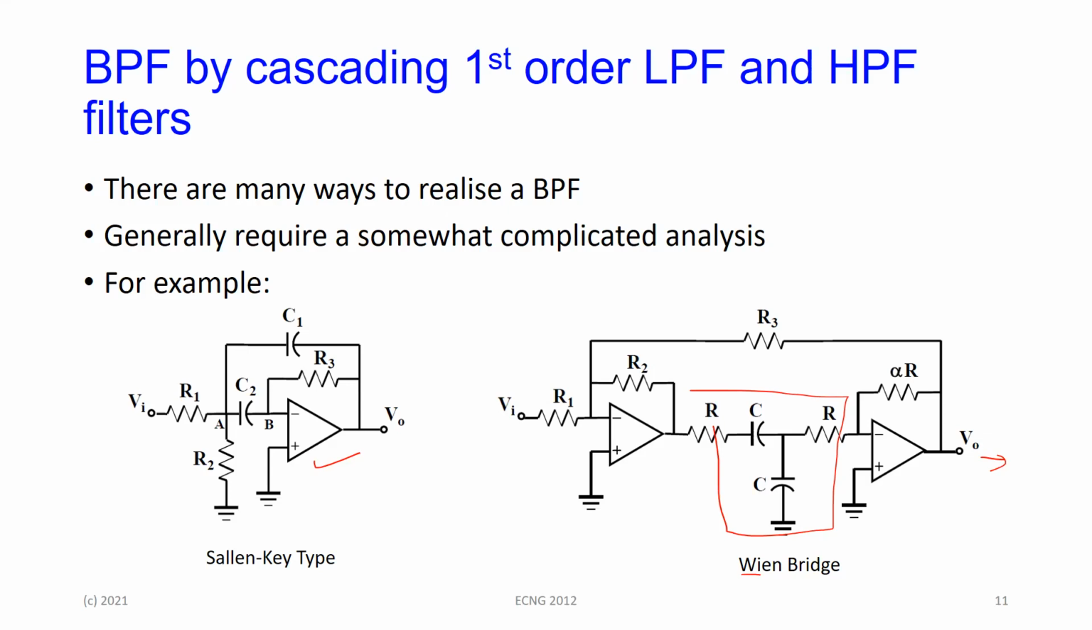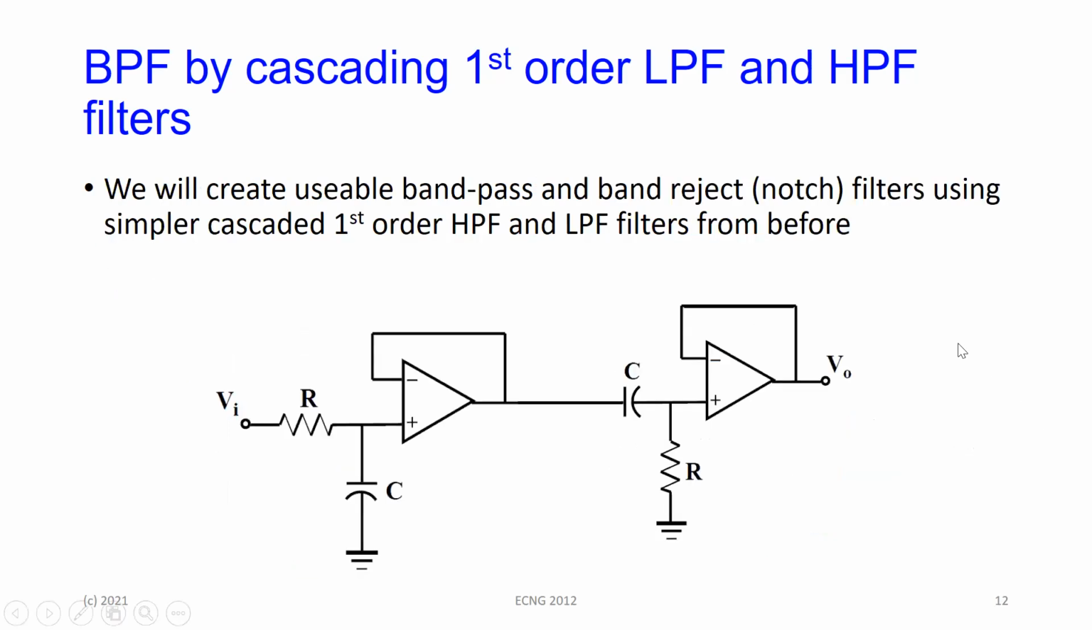So we are going to make it by cascading two first order filters, namely a low pass and a high pass filter. Right, so we will create it using a first order low pass filter and a first order high pass filter. So this one is a high pass filter and one is a low pass filter, and we're going to cascade them. Right, I'll leave you all to figure out which is which. You should be able to by now.